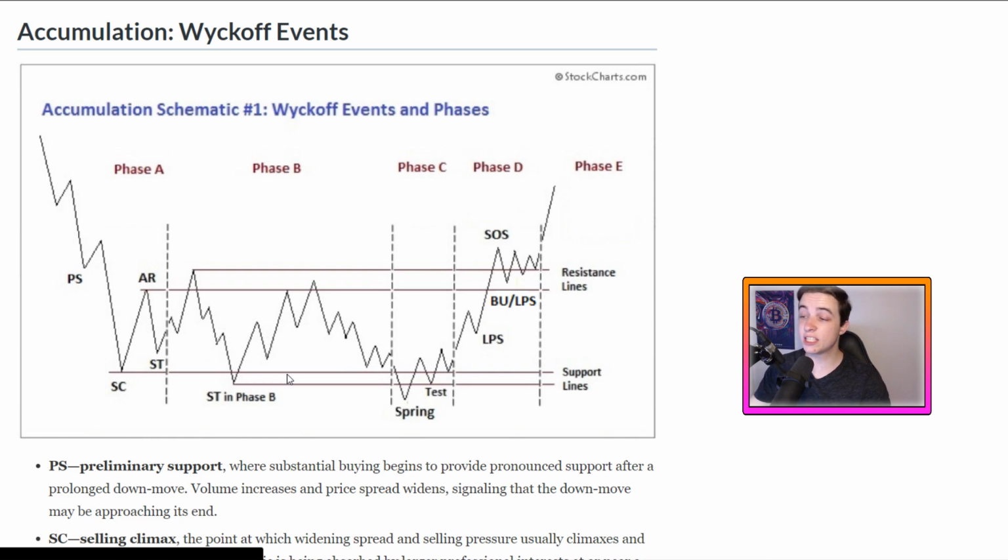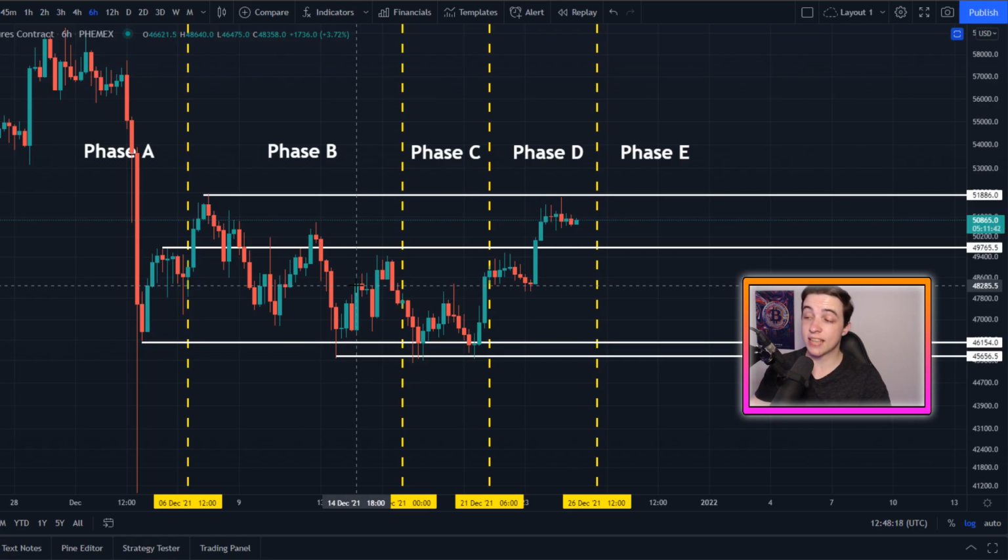And then looking in phase B, we basically see a slightly higher high compared to the previous automatic reaction, and we see another secondary test, usually lower than the first secondary test, but for the most part, phase B is a lot of sideways price action. And once again, that's exactly what we saw during phase B over on the Bitcoin to US dollar chart.